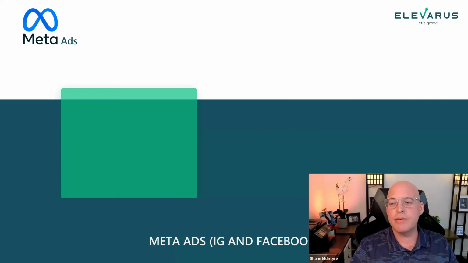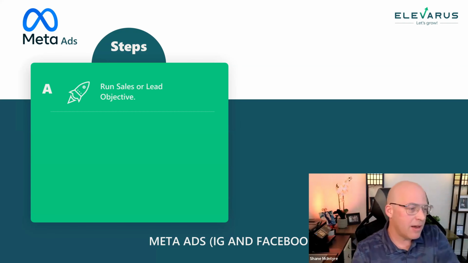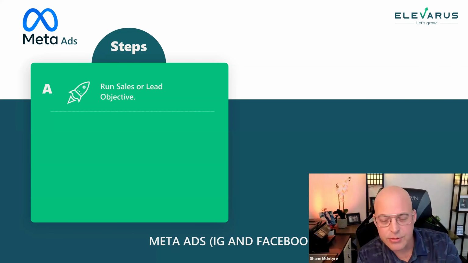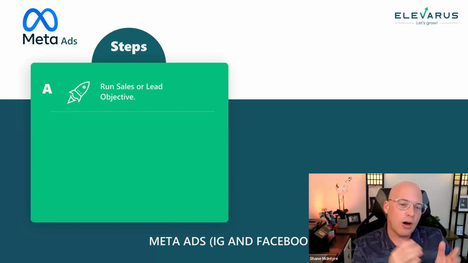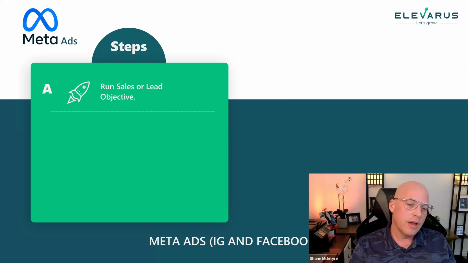The next thing we're going to dive into is Meta ads. And Meta, which is Facebook and Instagram, can really be all levels of the funnel. We're going to talk a lot about lead objective and a little bit lower in the funnel, but it can obviously drive both awareness and consideration.